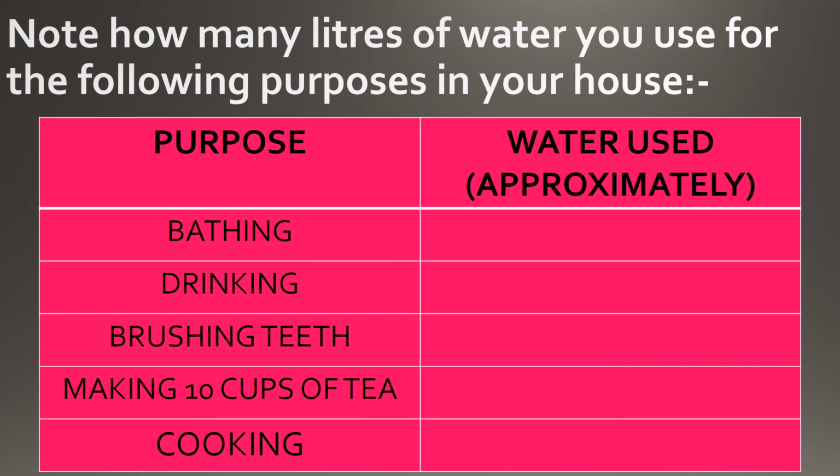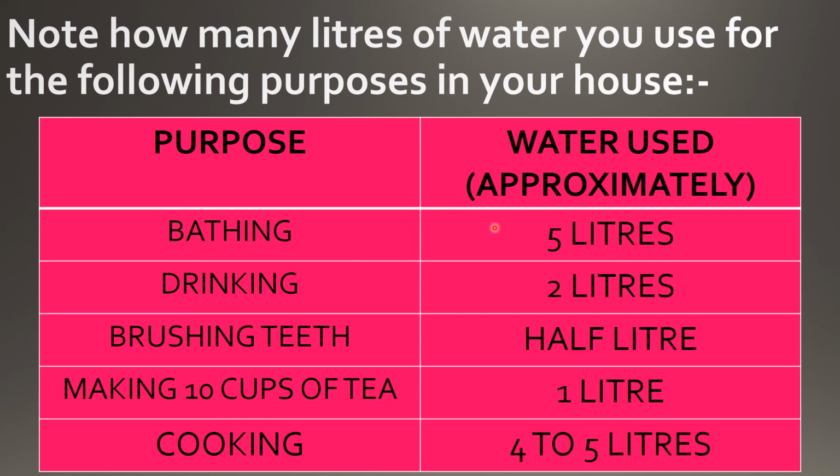Now this is a fun exercise that you can do. Note how many liters of water you use for the following purposes in your house. You can observe yourself on a particular day and see, for bathing how much water do you use, for drinking how much water do you need in a particular day, brushing your teeth, making 10 cups of tea. Suppose some people are visiting and there are guests at home, and how much water is being used for cooking.